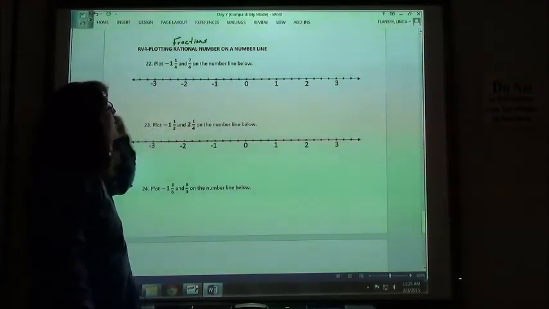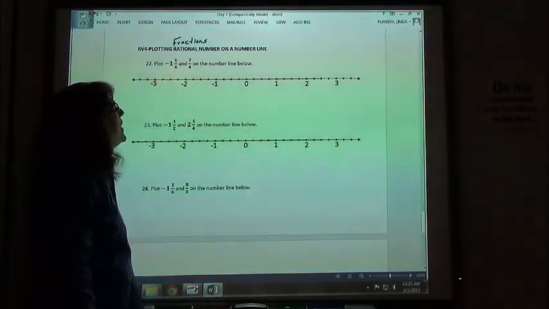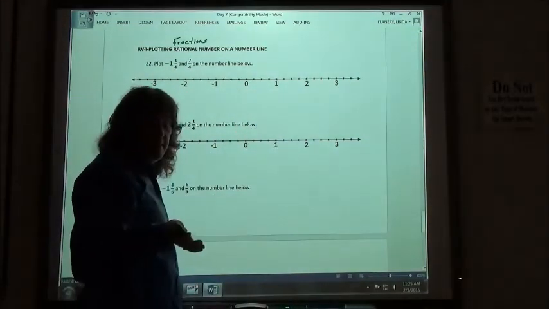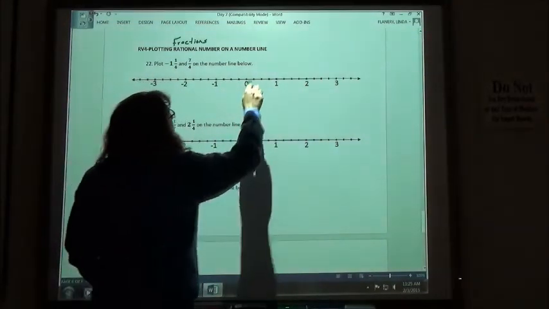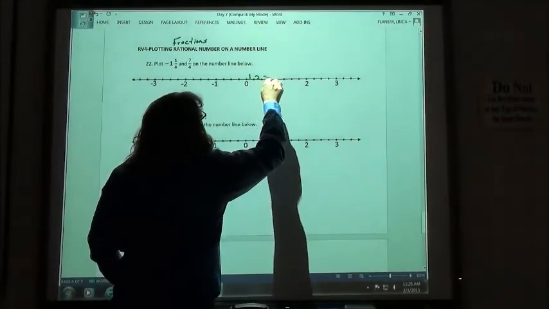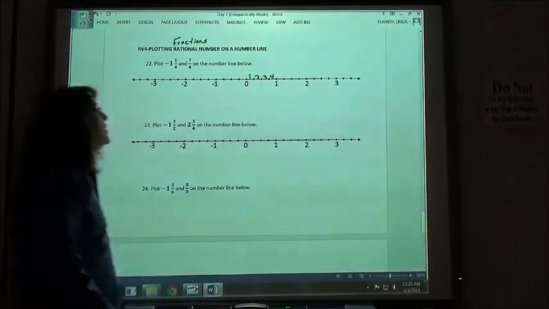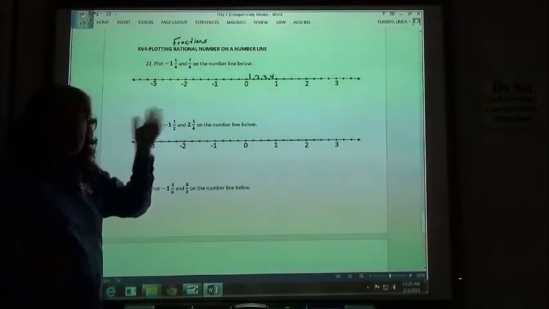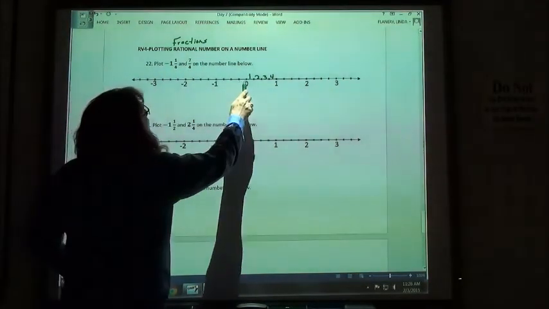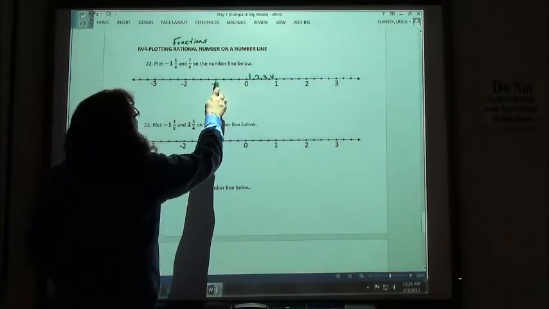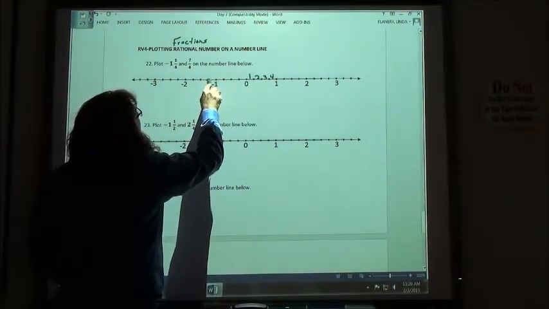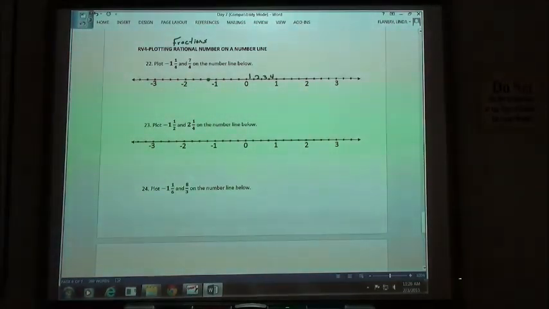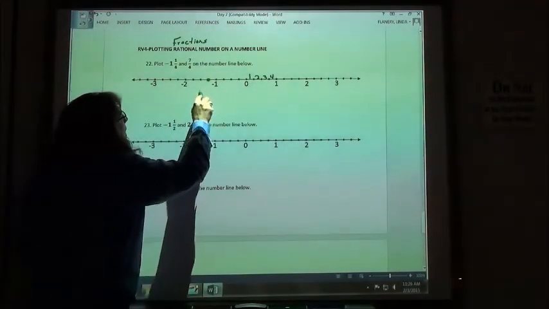I first want to figure out what units my denominator should be in. So I'm going to count from 0 to 1 how many spaces, not how many marks, how many spaces. There's 1, 2, 3, 4 spaces. So I want my denominators to be in fourths. They are here, so I'm good to go. If I'm going to do negative 1 and 1/4, I'm going to go to negative 1 and then 1/4 to the left since it's negative. And so negative 1 and 1/4 would be right here on my number line.